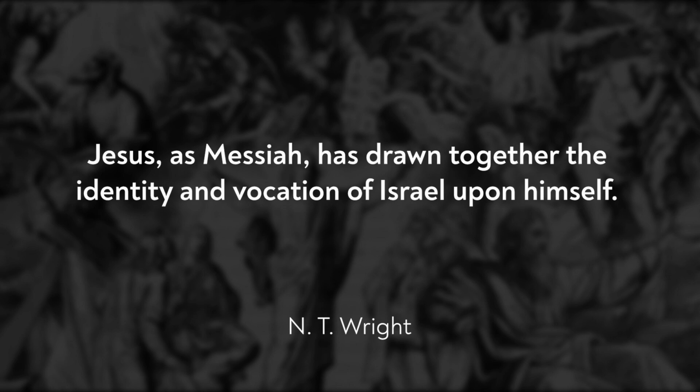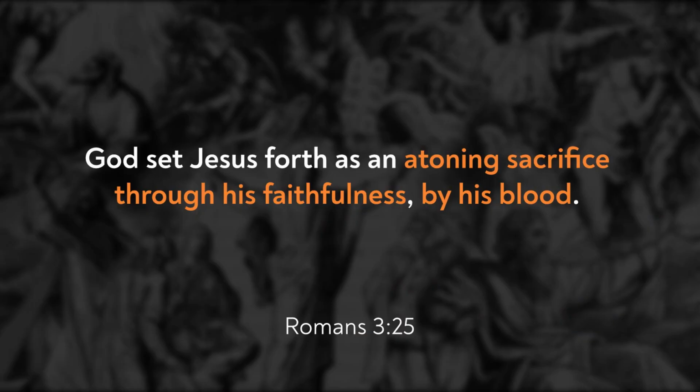Jesus, as Messiah, has drawn together the identity and vocation of Israel upon himself. And notice how the servant does it. God set Jesus forth as an atoning sacrifice through his faithfulness by his blood, which surely calls to mind the way that the servant in Isaiah 53 died and made atonement for the people. But don't lose sight of the movement here. Jesus does do away with sin here. But he does so as a new Israel, in continuity with the promises made to Abraham, that Israel would be a conduit of God's blessing to the nations and a covenant to the people.